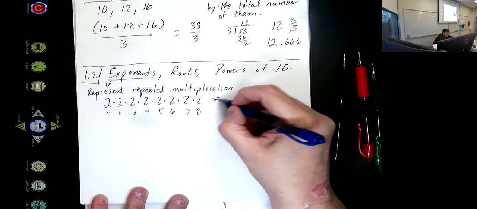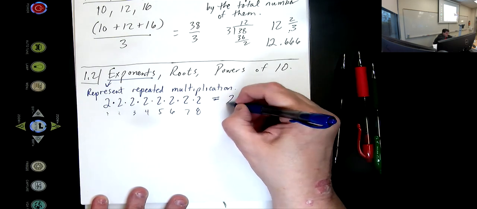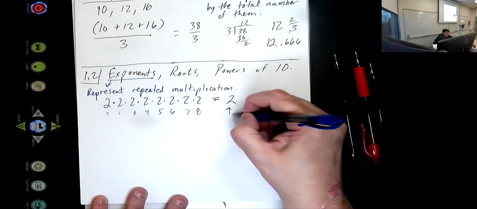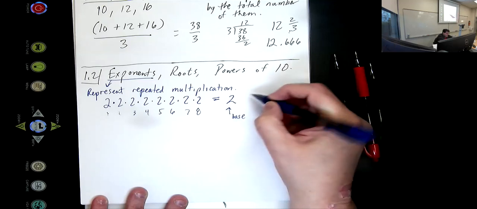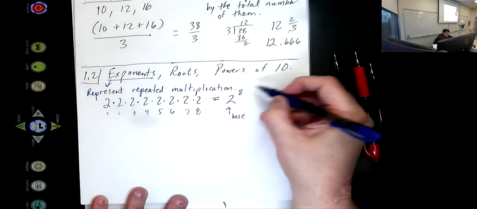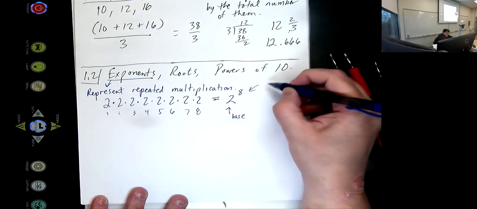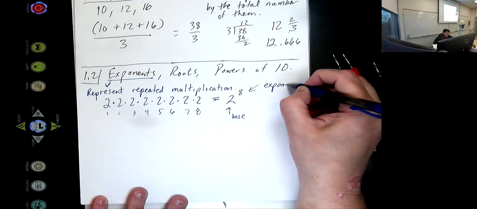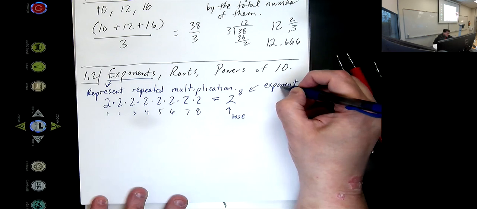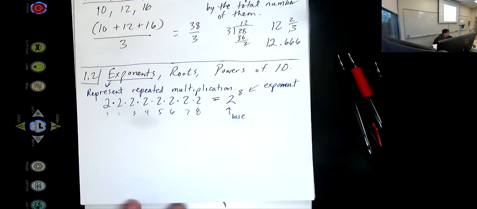This is represented as whatever number gets repeatedly multiplied is called the base. And the number of times it's repeated goes up top as a superscript. This is called the exponent. But it means the same thing.